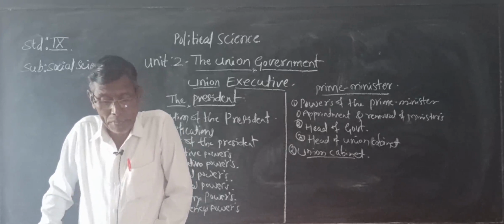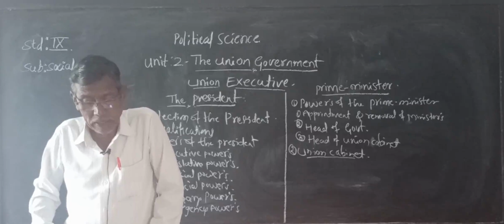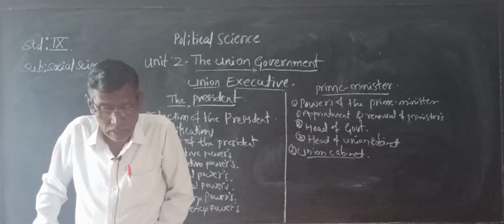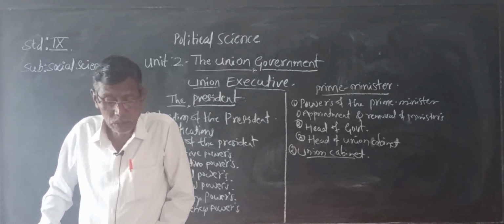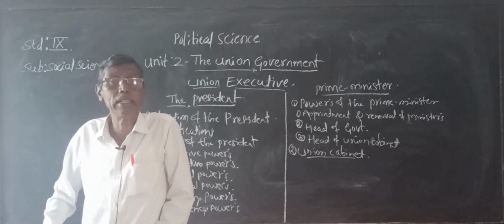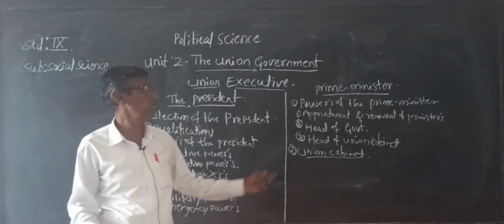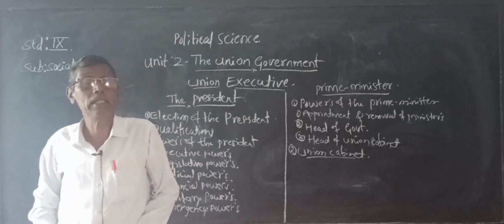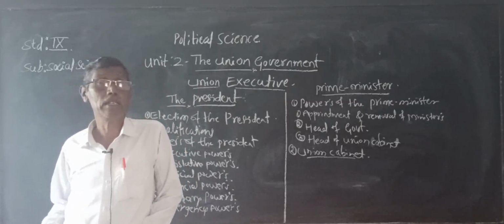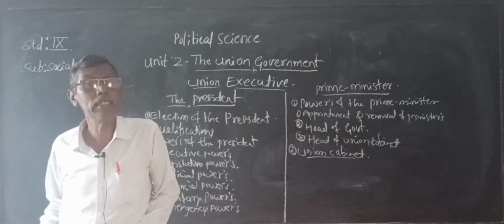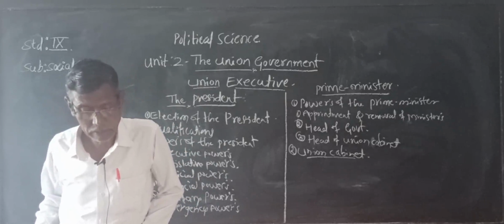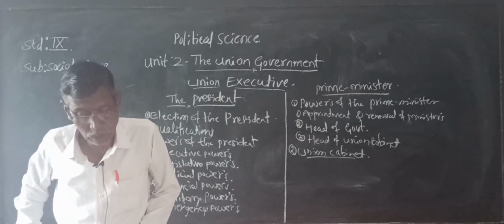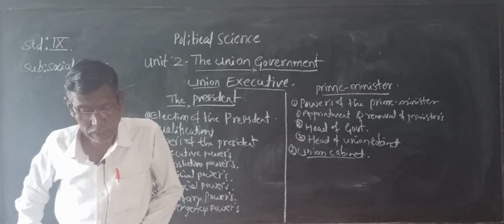Now the Prime Minister. The Constitution provided for the Council of Ministers with the Prime Minister as its head to assist and advise the President in his administration. Here the main function of the Council of Ministers is to assist and advise the President in administrative matters. Still, it is the Prime Minister who has the real power to carry out the administration.